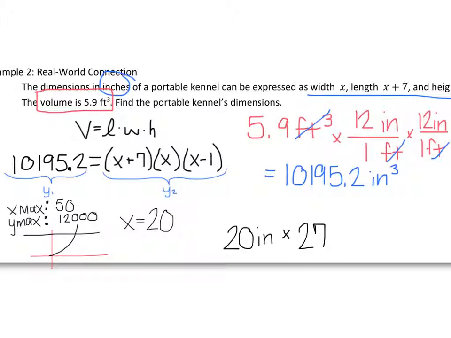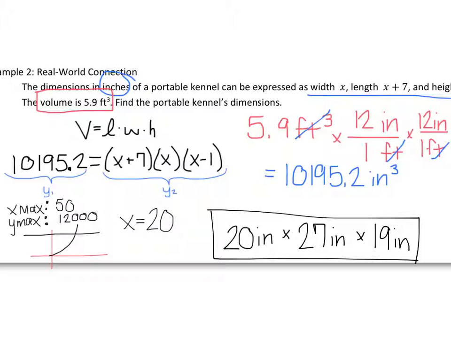27 inches. And then height was x minus 1, so it's 19 inches. So there are your dimensions. It's not a very big kennel. Pretty small. Probably neither of my dogs would fit in there.